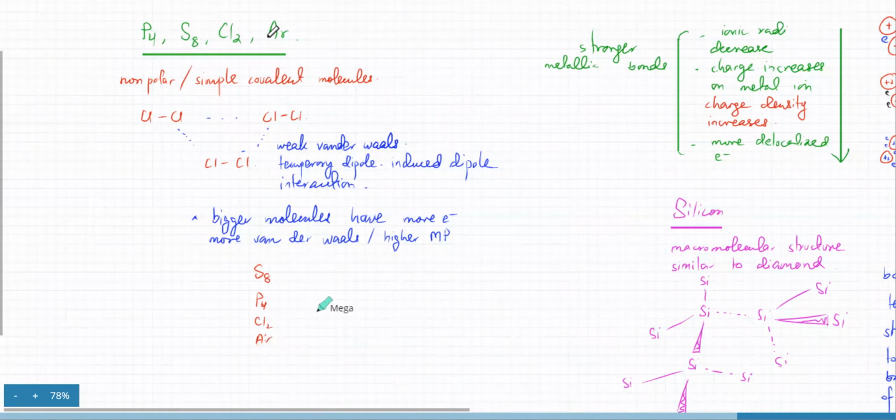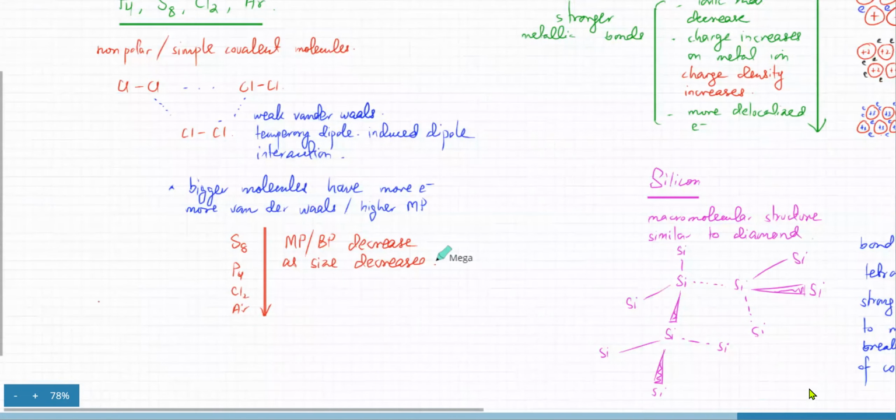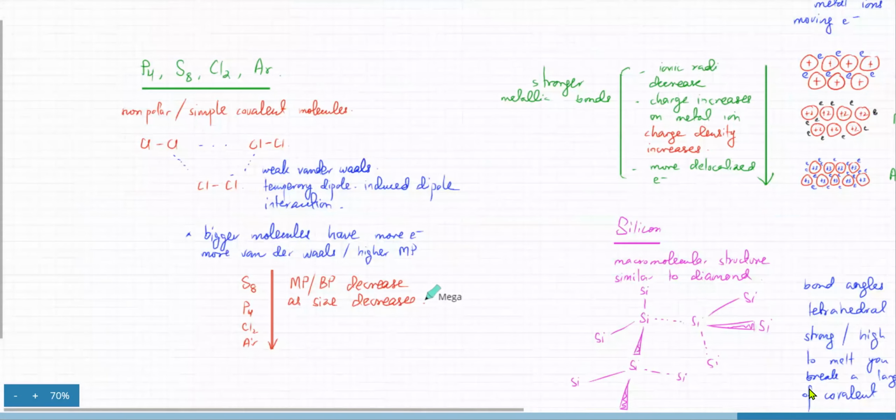So the melting point or the boiling point, they decrease as size decreases. So that's one thing: P4, S8. Is this clear to everyone? Yes, sir. Okay, Minahil, is this clear? Yes, sir. Aiza? Okay.